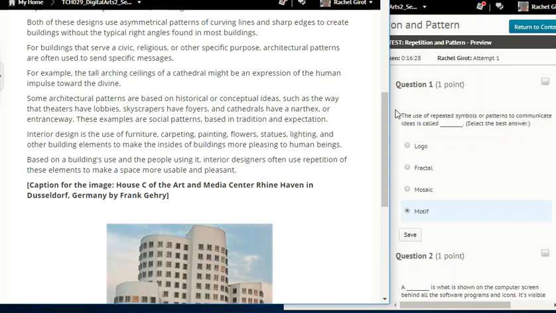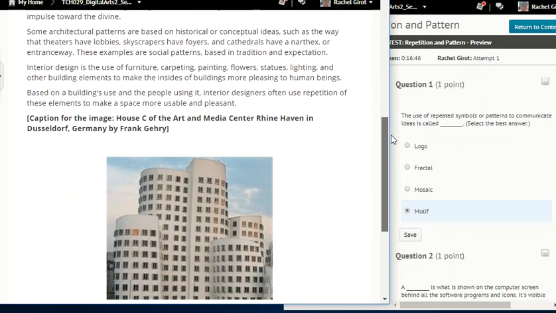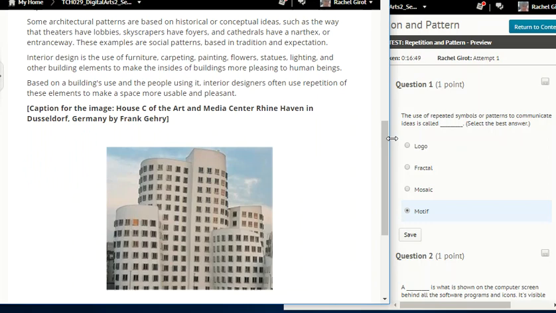For buildings that serve a civic, religious, or other specific purpose, architectural patterns are often used to send specific messages. For example, the tall arching ceilings of a cathedral might be an expression of the human impulse toward the divine. Some architectural patterns are based on historical or conceptual ideas, such as the way that theaters have lobbies, skyscrapers have foyers, and cathedrals have a narthex or entranceway. These examples are social patterns based on tradition and expectation.